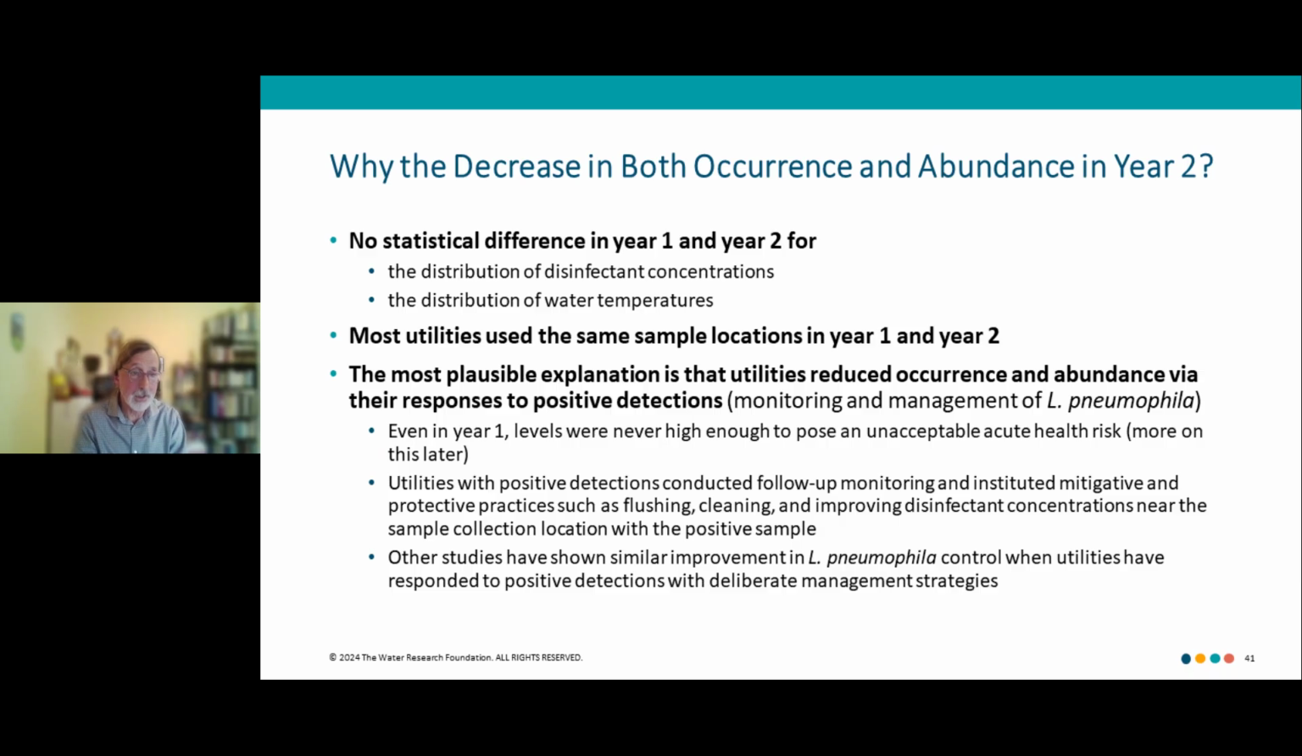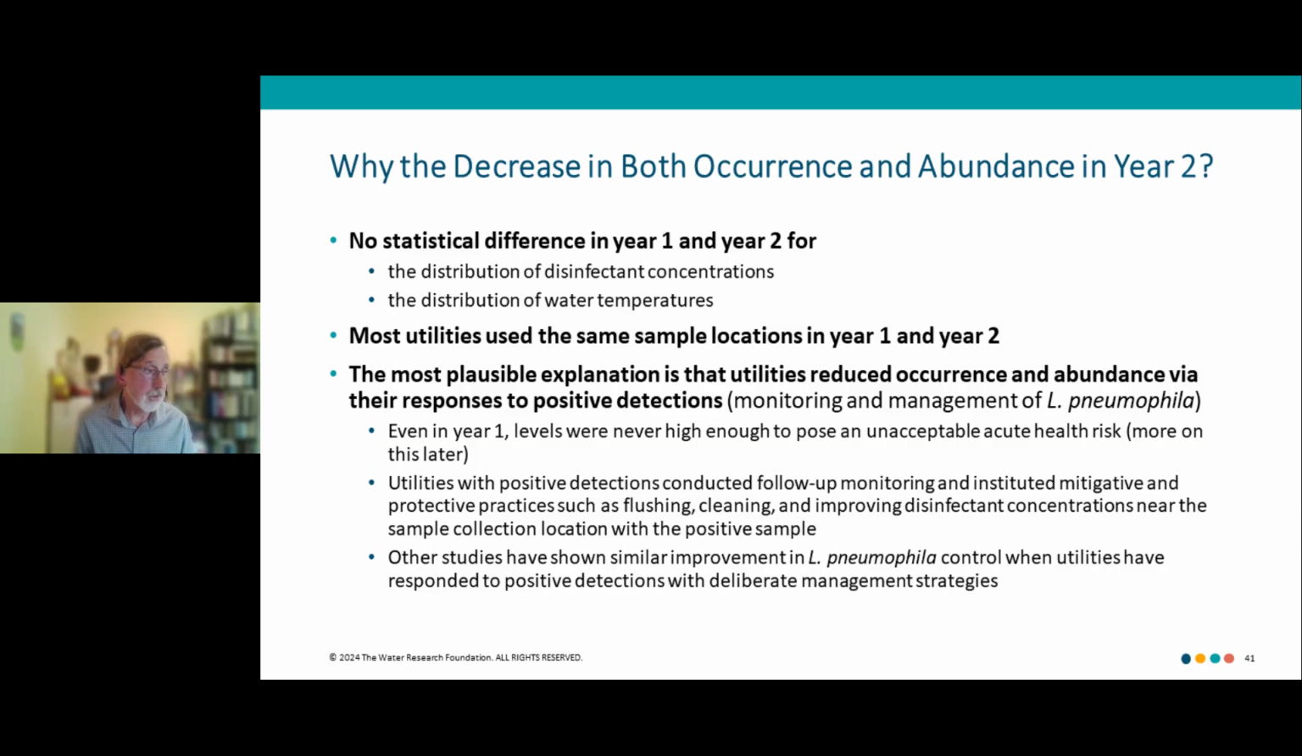This is an interesting result. Could it have been because the disinfectant concentration and water temperature was different in years 1 and 2? I did a painstaking analysis, and the statistics say nope, they were roughly the same. Those two predictive factors were roughly the same in years 1 and 2. Was it because there were different sample locations chosen in years 1 and 2? Well, most of the utilities used the same sample locations in years 1 and 2.